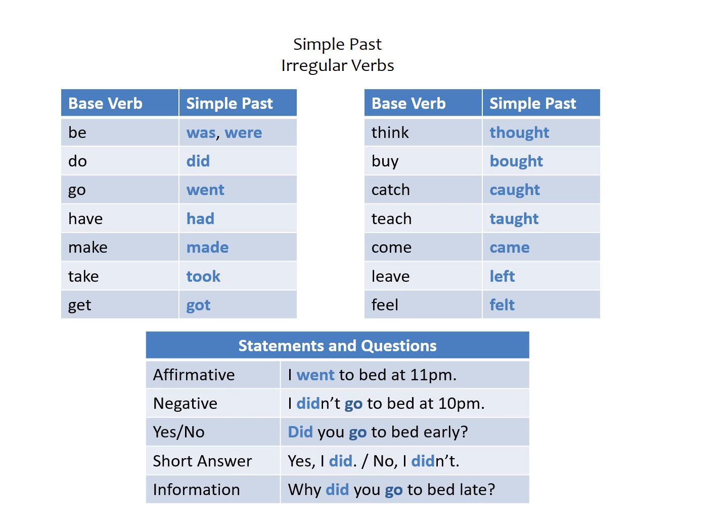So, for an affirmative statement, you simply say, I went to bed at 11 p.m. For a negative, I didn't go to bed at 10 p.m. For yes, no, did you go to bed early? Short answer, yes, I did, or no, I didn't. And for an information question, why did you go to bed late?